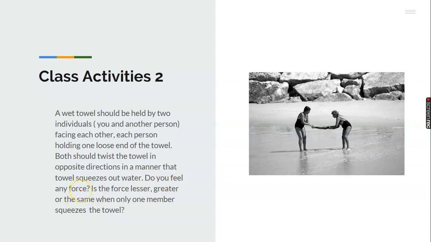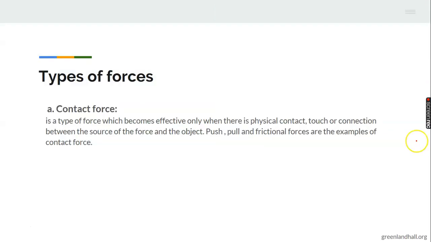That's what I want to know. Tell me your answer. Do you feel any force? Is the force less, greater, or the same when only one person squeezes the towel? One person can just hold it without squeezing and the other person continues to squeeze. So tell me if the force applied is lesser during this process, or maybe greater than when you both squeeze together, or maybe the same when one person squeezes. So I want to see your answers to the class activities.